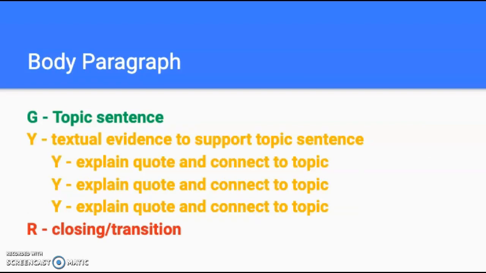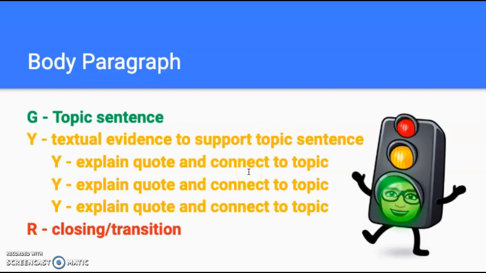So your body paragraphs are going to have the same basic structure. The first sentence is the topic sentence. Then your yellow sentence is going to be your textual evidence and support your topic sentence. This is going to be your main quote, but then you need at least 3 whys to explain your quote, and connect to the topic. The good rule of thumb is having 3 sentences of explanation per quote. So if you're using 2 quotes, I would expect twice the amount of whys in here. And then you want an R for closing transitions.